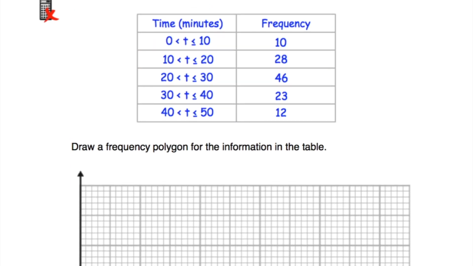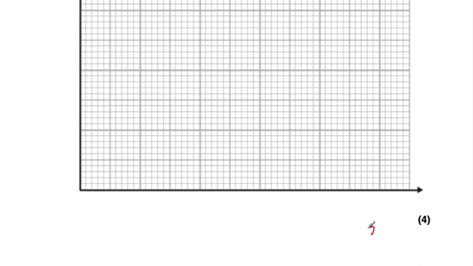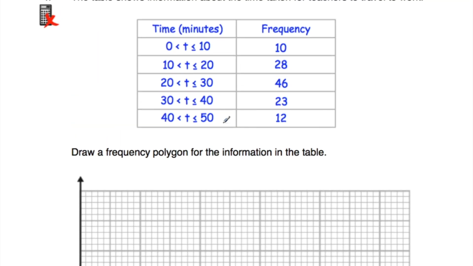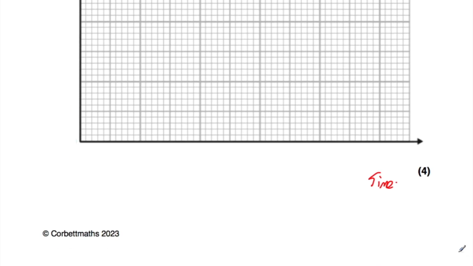Now, if we have a look at our frequency polygon, we don't have a scale here. So let's put our time along the horizontal axis, so time down here. And we're going from 0 minutes up to 50 minutes. So we're going from 0 up to 50.